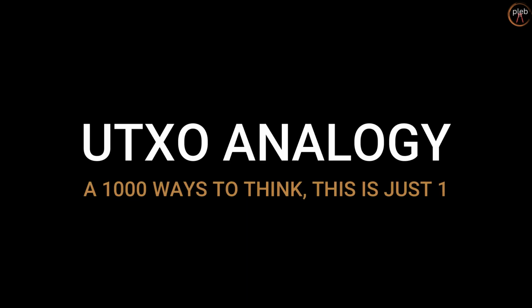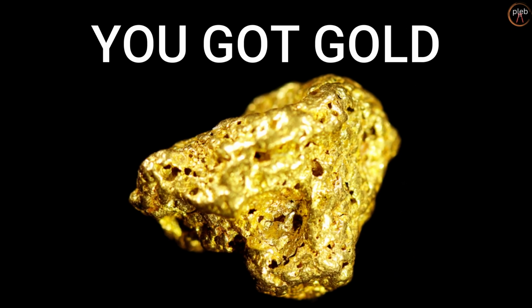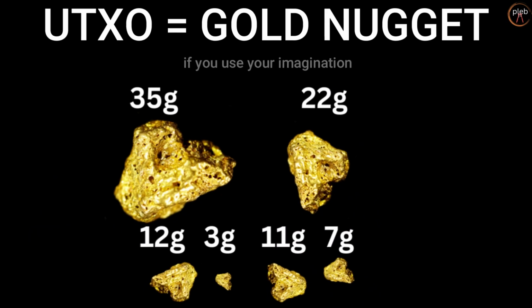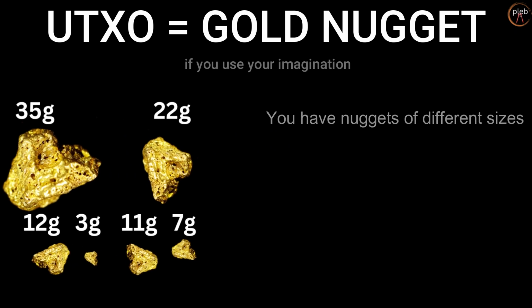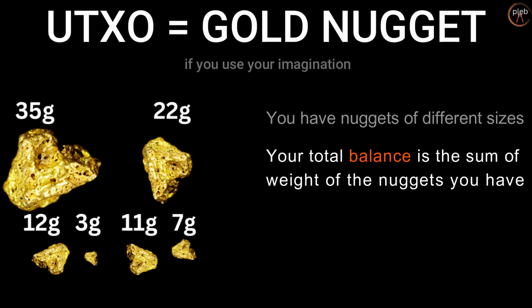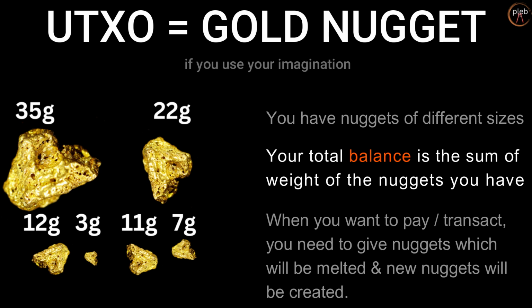UTXO analogy, where we will try to draw a parallel from the real world to how UTXO operates. Think of UTXO like gold nuggets, where you have nuggets of different sizes and your total balance is a sum of all the weights of all the nuggets you have, which in this case is 90 grams. Whenever you want to pay or transact using one of the nuggets, you have to give it away, and that gets melted, that gets destroyed, and a new nugget is formed.